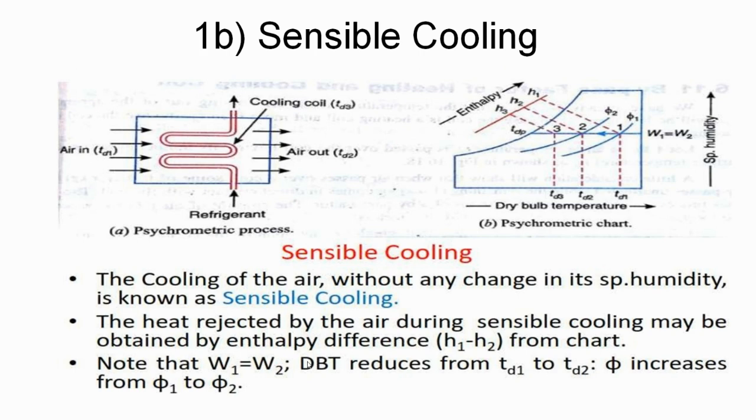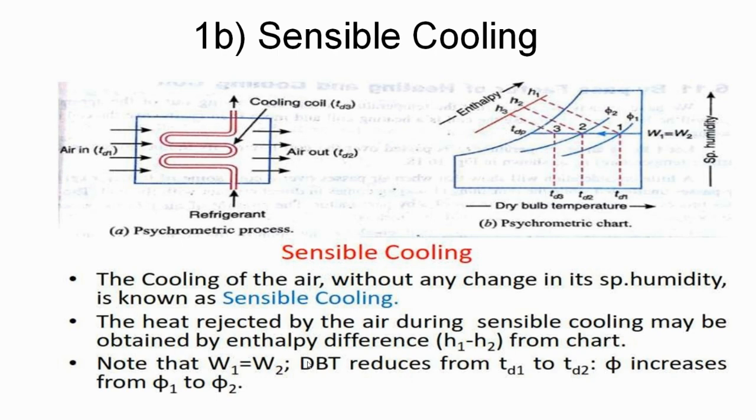We can see that the arrow we are denoting is sensible heating. In sensible heating, TD2 is greater, and in sensible cooling, TD1 is greater than TD2. This is the basic difference between these two processes. Now, sensible cooling is cooling of air without any change in specific humidity. It's known as sensible cooling. The heat rejected by air during sensible cooling may be obtained by the enthalpy difference H1 minus H2.